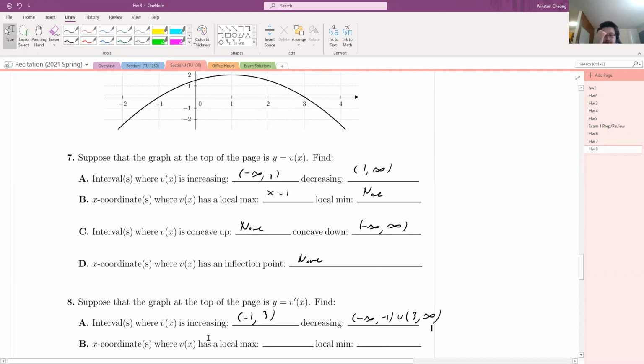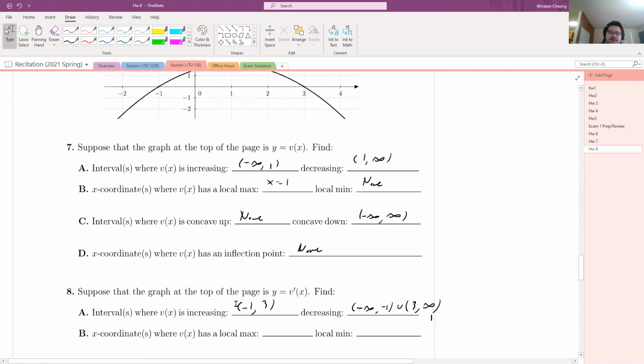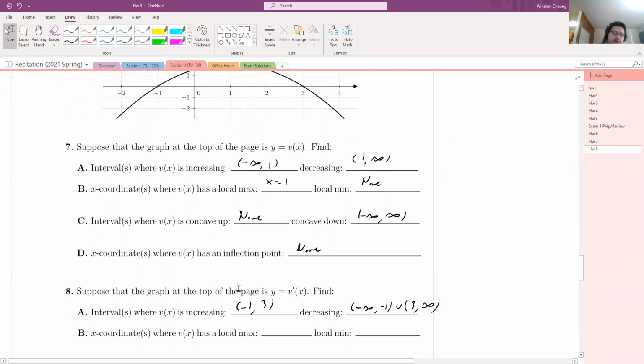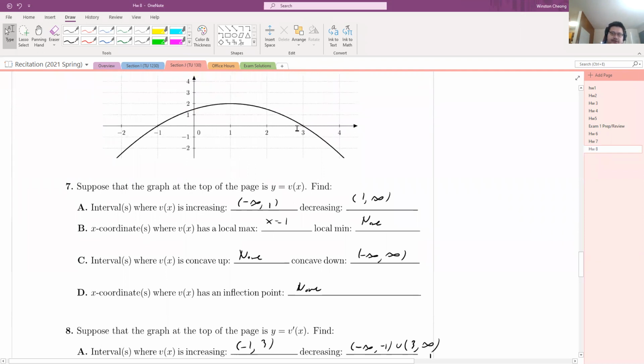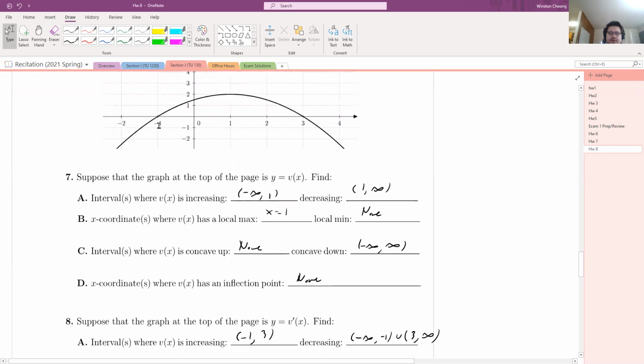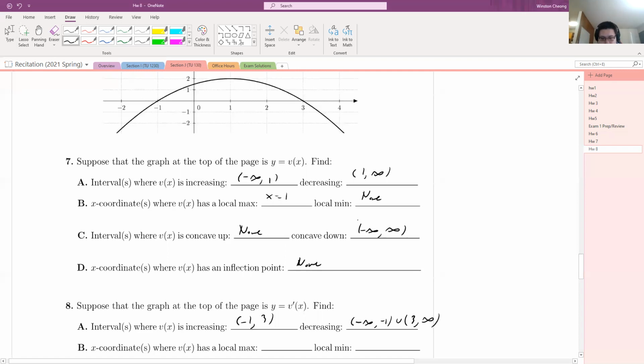For part B, the information about min or max, well, first of all, these local mins and maxes happen when the derivative is equal to 0, right? So that means that they occur at either -1 or at 3. To tell which it is, it's all about whether it's going from plus to minus, or from minus to plus. So this one, minus to plus, decreasing to increasing, is a local min. So we can jot that down: x is -1 is a local min, and conversely, x is 3 will be a local max, going from increasing to decreasing, plus to minus.